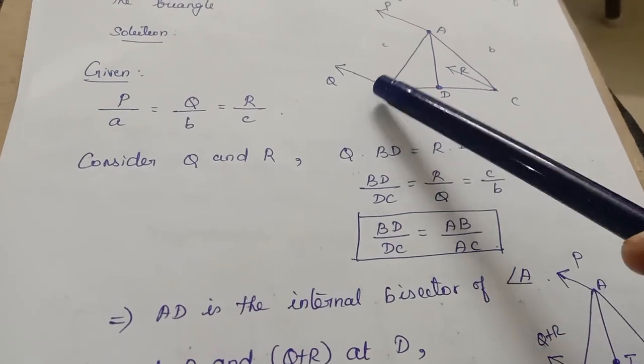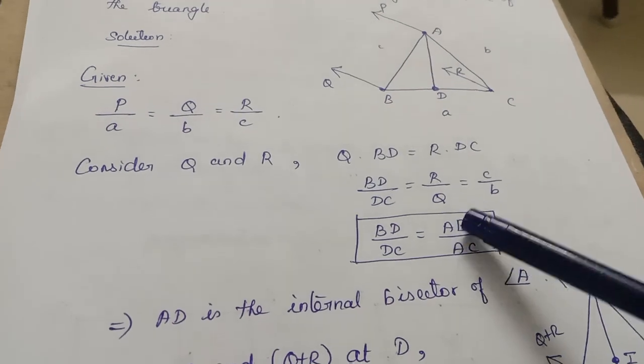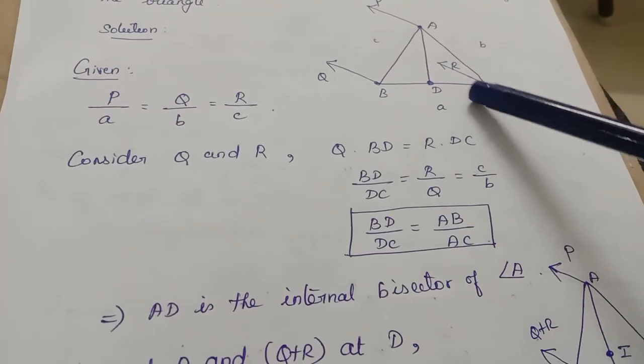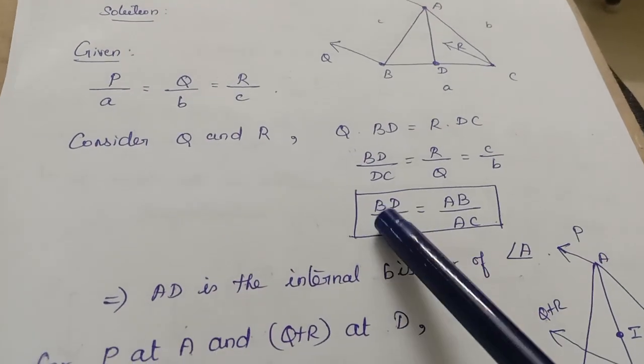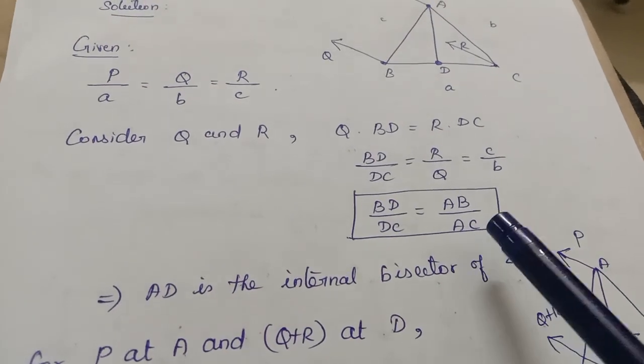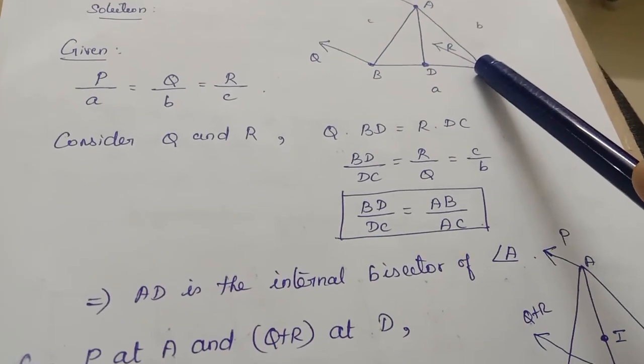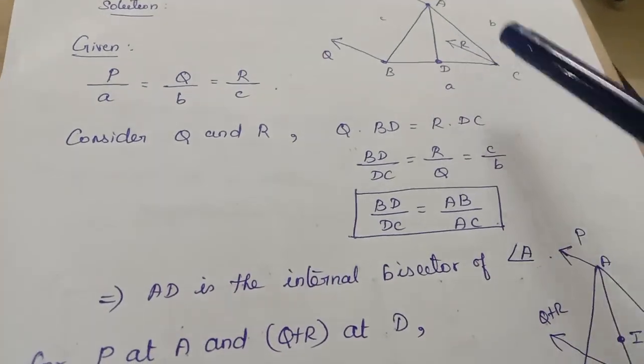But what is c? c is the length of AB, right? So instead of c I am writing AB. And similarly b is nothing but the length of AC. So BD by DC equals AB by AC. Now you see, BD by DC equals what we are getting, AB by AC.